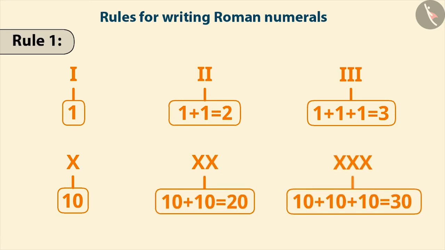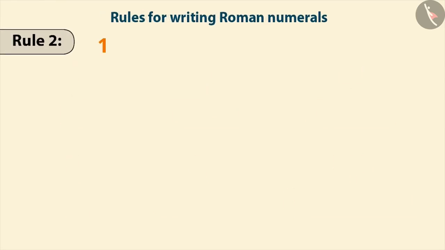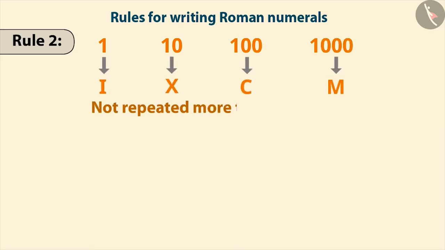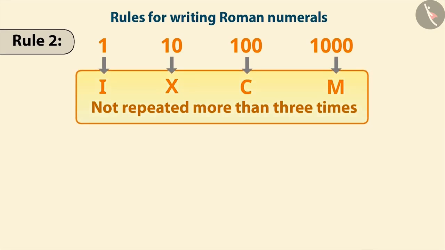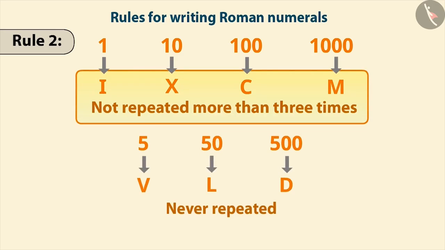Can Roman symbols be repeated any number of times? No. The symbols of 1, 10, 100 and 1000 cannot be repeated more than 3 times, whereas the symbols of 5, 50 and 500 are never repeated.